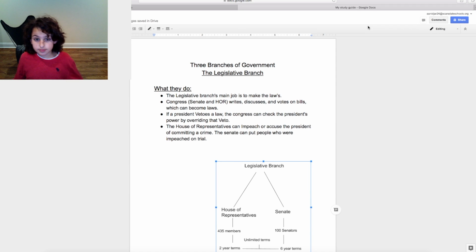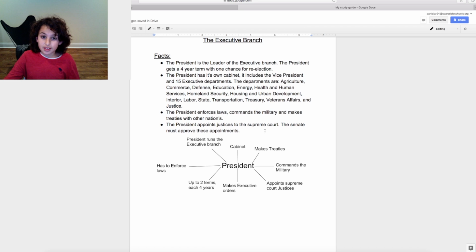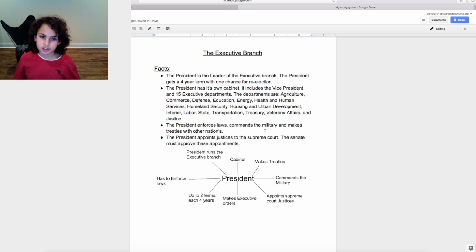Next, let's go down to the next branch of government, the executive branch. Some facts about the executive branch. The president is the leader of the executive branch. The president gets a 4-year term with 1 chance for re-election.